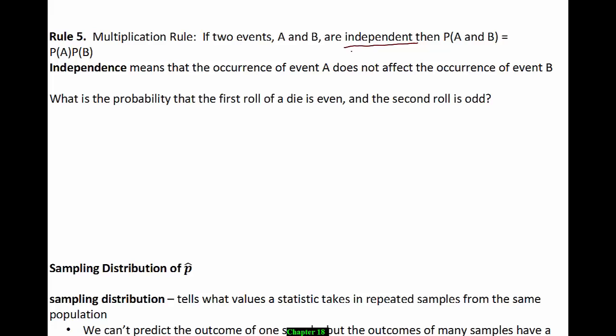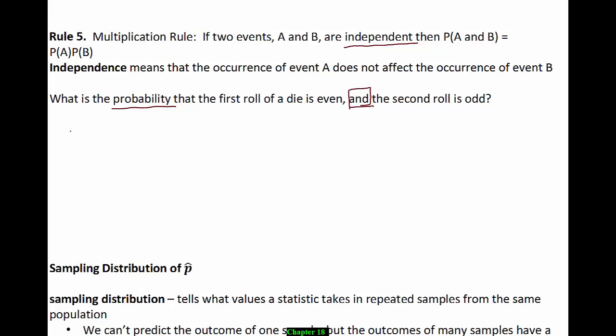Okay, so with this, let's do an example. What's the probability that the first roll of a die is even and the second roll is odd? So first, let's notice that we want to compute a probability, and let's notice the word and. That tells us that we're going to be in a multiplication rule setting. This is not the word or like the union rules. Now, we only have one rule for the multiplication rule, and that is if the events are independent. Are rolls of dice independent? Yes. So we're good to go.